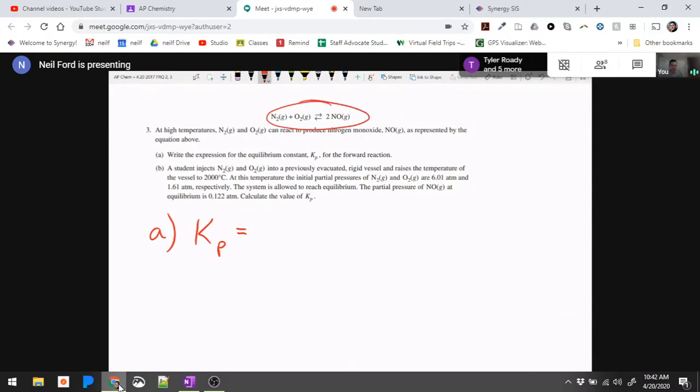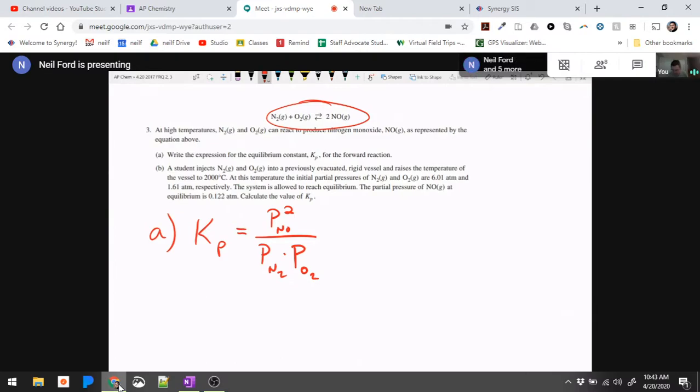what would Kp equal? Partial pressure of NO, yep, squared, right? Perfect, yep. Divided by N2 times O2. There you go. So that would get you a point.